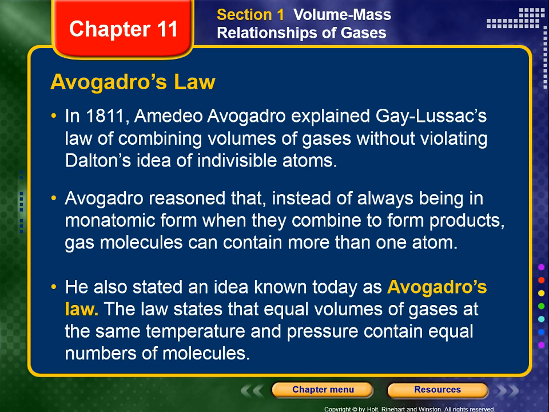This is an idea to explain why something is the way it is. Now, what was so nifty about what Avogadro did is that at the time, Dalton's atomic theory was the leading definition of what an atom, the indivisible thing, is. And so he was able to explain why Joseph Gay-Lussac was observing this law of combining volumes while maintaining the idea of the indivisible atom. Avogadro reasoned that instead of always being in monatomic form, one atom, when they combine to form products, gas molecules can contain more than one atom. This was a brand new thing.